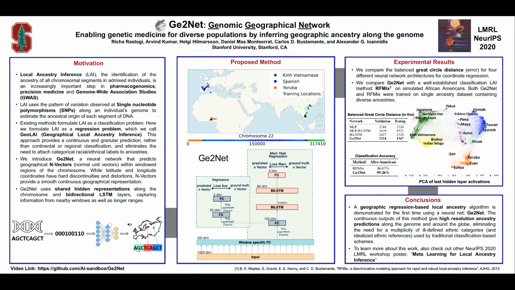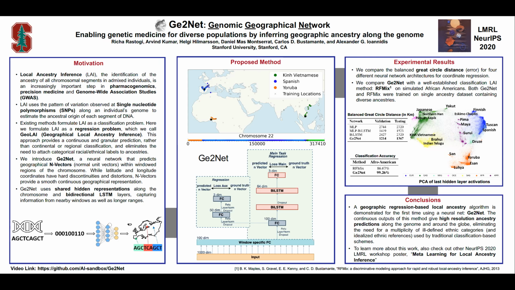GeoLAI has two main advantages. First, it's able to resolve the ancestry differences within the same continent that regional classes ignore. And second, it avoids the use of arbitrary ethnic labels and regional divisions and can instead describe the full continuity of worldwide genetic variation. We introduced Ge2Net, a neural network-based approach to predict N vectors for chromosomal segments.